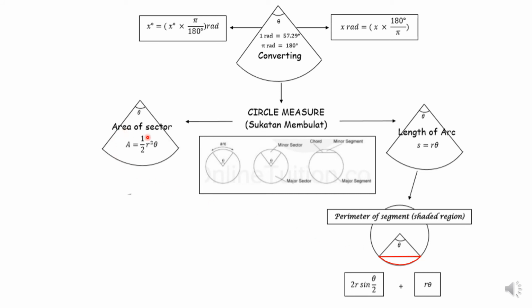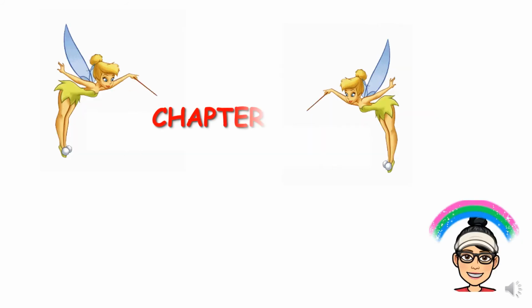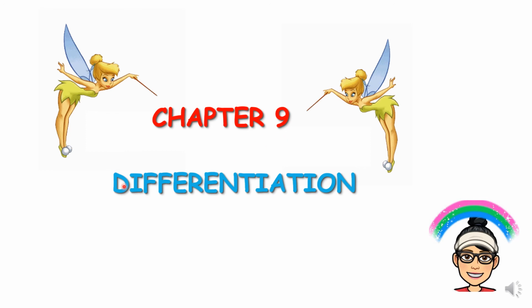To look for the area of a sector, the formula used is A equals 1 over 2 r squared theta. Again, r is the radius of the circle. Theta is the angle at the center measured in radian. For the area of the segment for the shaded region, the formula used is 1 over 2 r squared theta, which is the area of the sector, take away 1 over 2 r squared sine theta, which is the area of the triangle.